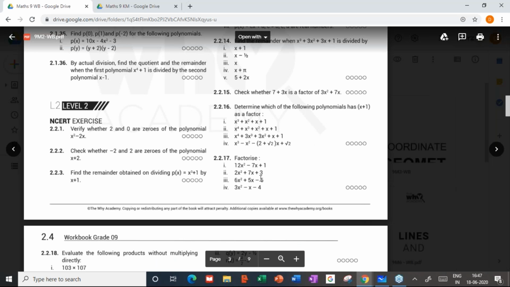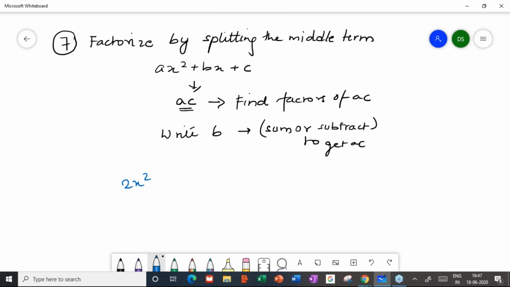Let's take this one only, 2x square plus 7x plus 3. Example, 2x square plus 7x plus 3. So first step, write ac, which in this case is 2 into 3, 6. Right? So now I'm going to write 7 in such a way that it gives me 6. How do you do that? Either you write something plus something giving you 7. In this case, what are the combinations? 3 plus 4 can give you 7. 5 plus 2 can give you 7. But none of them will give you 6 if you multiply. 7 and 1 will give you 7, right? 7 minus 1.